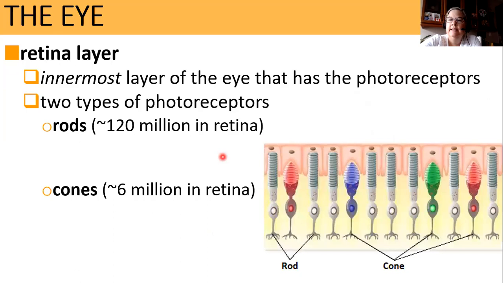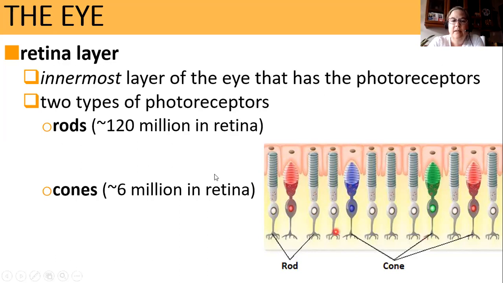Our retina is the innermost layer of our eye, and it has photoreceptors. We have two types of photoreceptors, rods and cones. We see the rods here, and then we see the cones here. We actually have three different kinds of cones: blue cones, green cones, and red cones. How many of each are stimulated allows us to see our different colors. So it's just like an RGB cable, right? Red, green, blue. Whichever group is stimulated in that particular grouping, whatever you're focused on, that'll indicate what color we see.